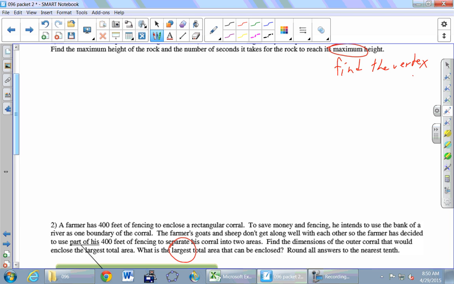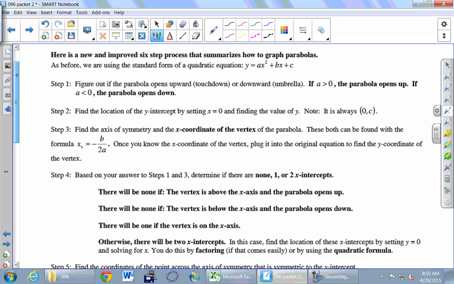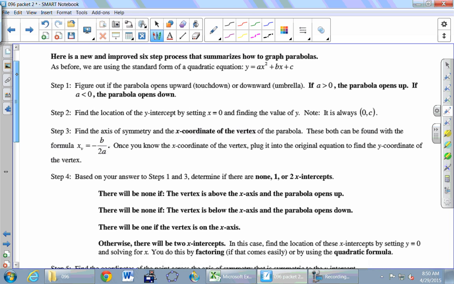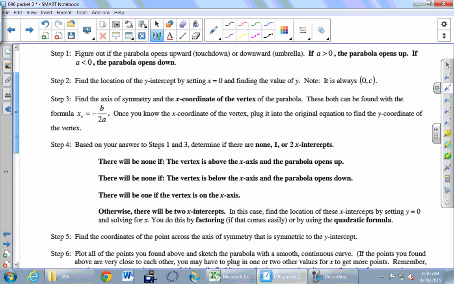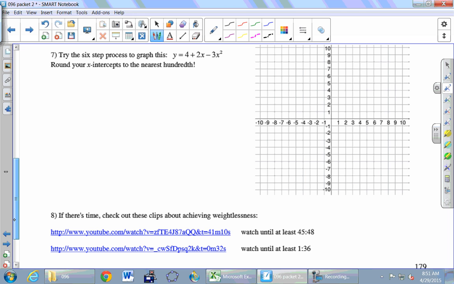All right, so you'll do these in just a couple of minutes, but let's go back 2 pages, and we're going to do one more parabola graphing thing. Again, this will be exactly like it was before, but with one additional piece, and we'll get there. So there's a process laid out right there. You can read it later on. We're just going to highlight the one new piece, but let's jump to number 7 where we actually graph this parabola, 4 plus 2x minus 3x squared.